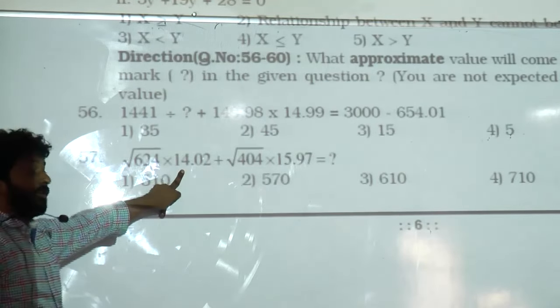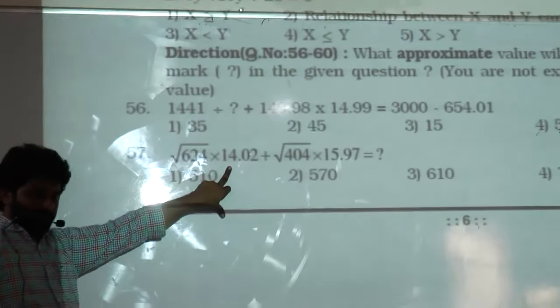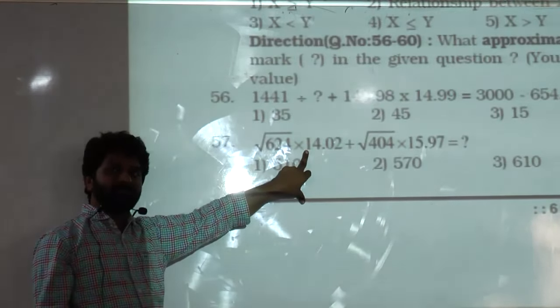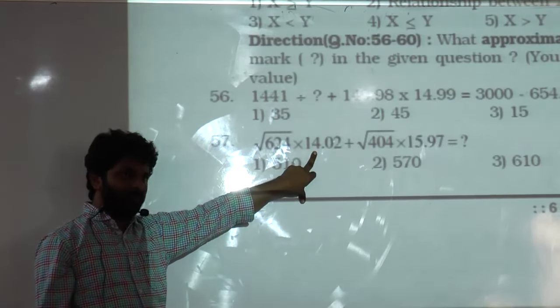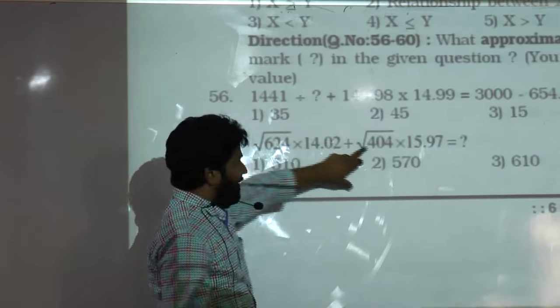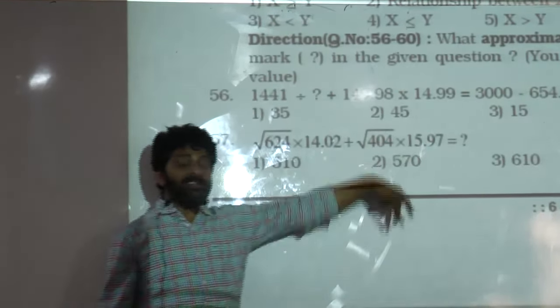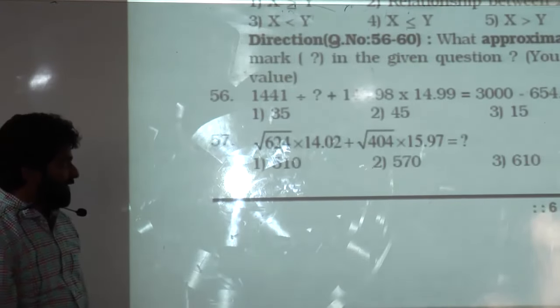25 14 times. 25 10 times is 250. 25 4 times is 100. 250 plus 100 is 350, and this is 20 16 times. 20 16s are 320. 350 plus 320 is 670.